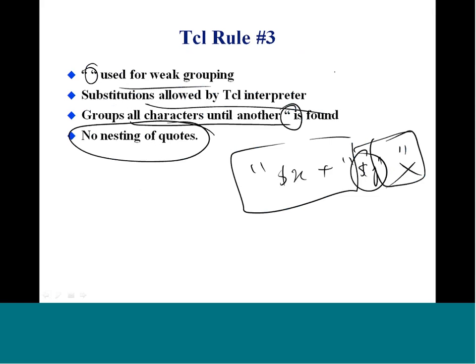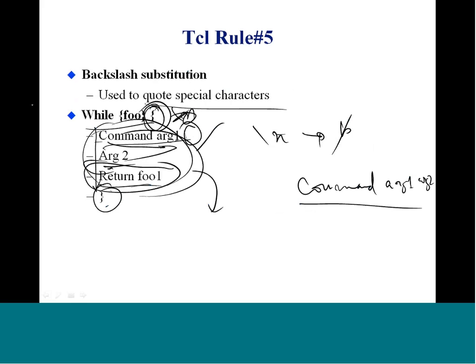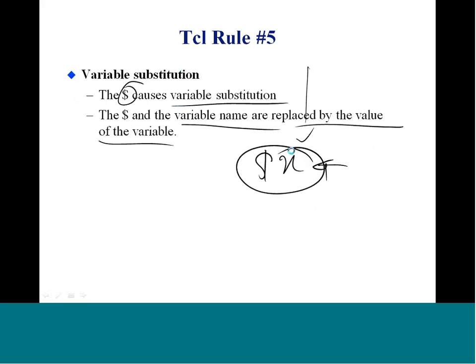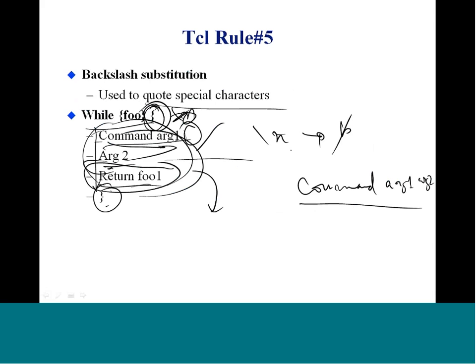For soft grouping, use the quotes. This substitutes all the variables, but there is no nesting of the quotes. Also rule number 4 is to use the backslash substitution. You can review how that works. Sorry, this should be rule number 4.